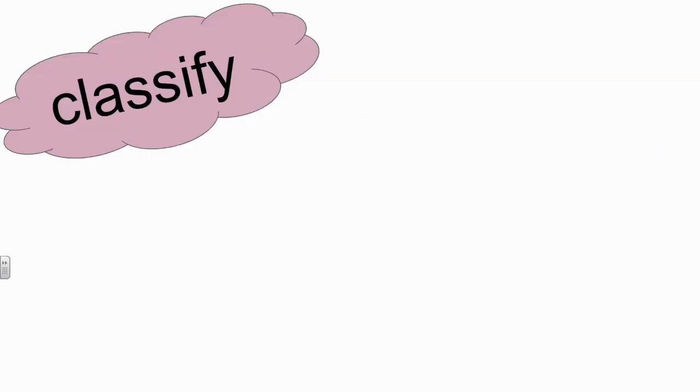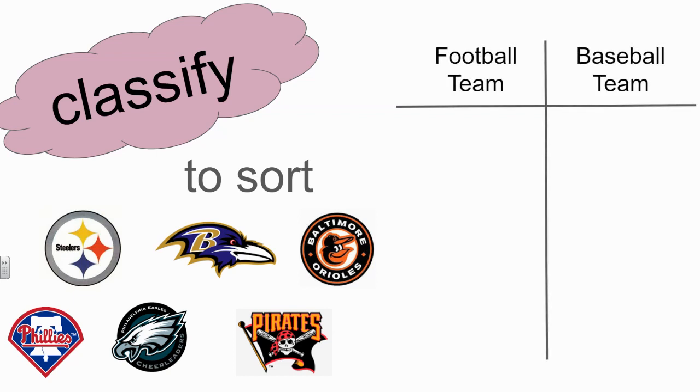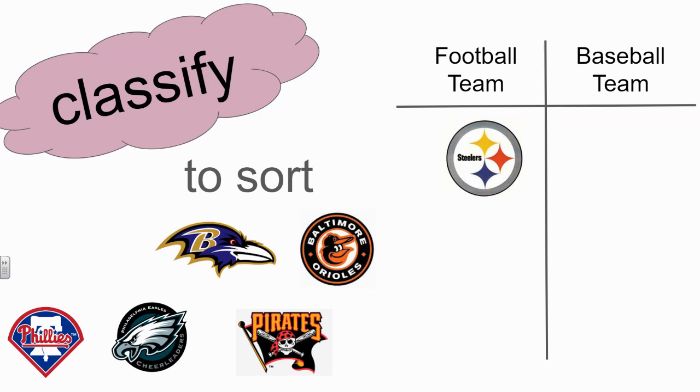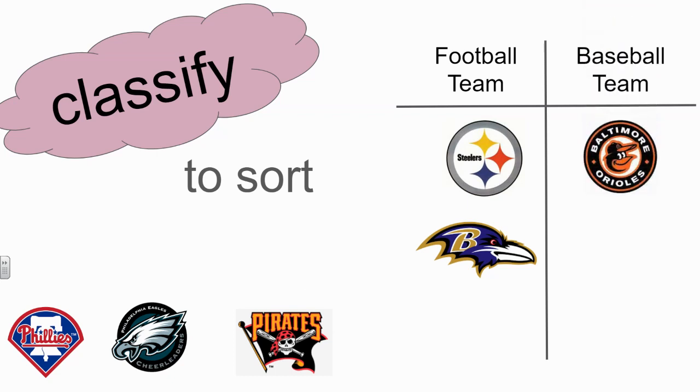Let's look at our next word, classify. If you're asked to classify, that simply means you need to sort. So let's take a look here. I have a bunch of sports logos here, and maybe I ask you to classify these sports logos based on what sport they are for. So maybe I'm going to ask you to classify them based on whether or not they are for a football team or a baseball team. So the Steelers, they are for a football team. We have the Ravens there. That is also a football team. Baltimore Orioles, that's going to sort into the baseball team column. So we're going to classify that as a baseball team.